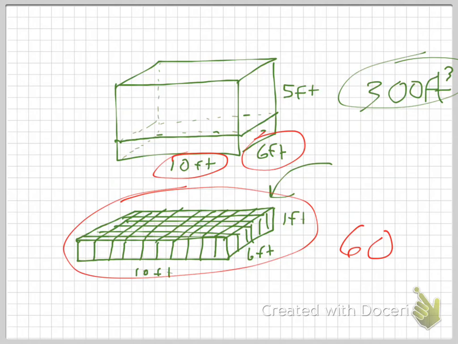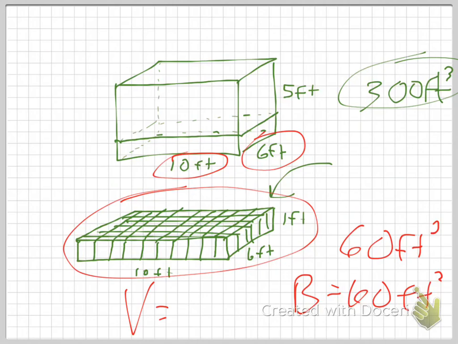Right? 60 square feet. This 60 square feet is capital B, the area of the base. Then what do we do with it once we got done with that? Multiplied it by the height. So then the volume is capital B times the height. That's how you find volume.